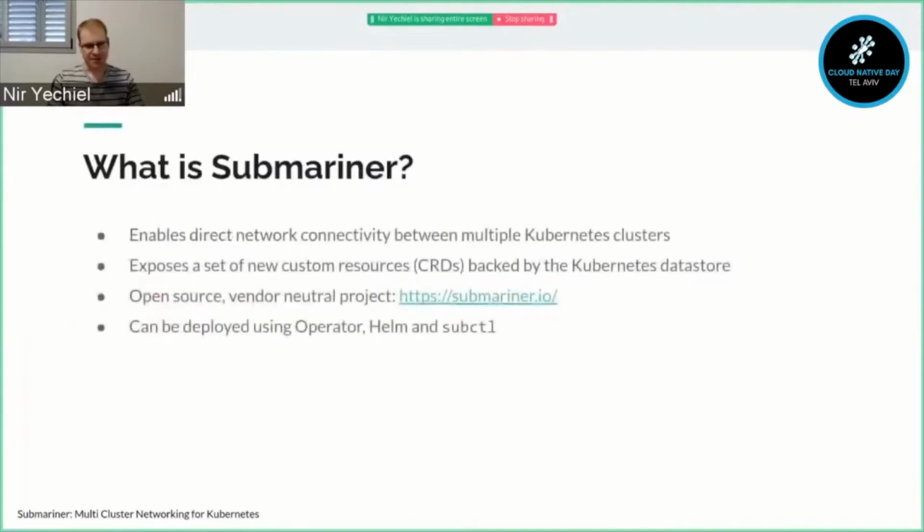So what is Submariner? Submariner enables direct network connectivity between different Kubernetes clusters. It really exposes a set of CRDs, extending the Kubernetes API, and it's a truly open source vendor neutral project. There is some contribution from Red Hat, but we also work with Rancher, Fujitsu, IBM, and different companies. It can be deployed fairly easily using an operator. We also have Helm charts or subctl, which is a command line tool we built to ease deployment of Submariner.